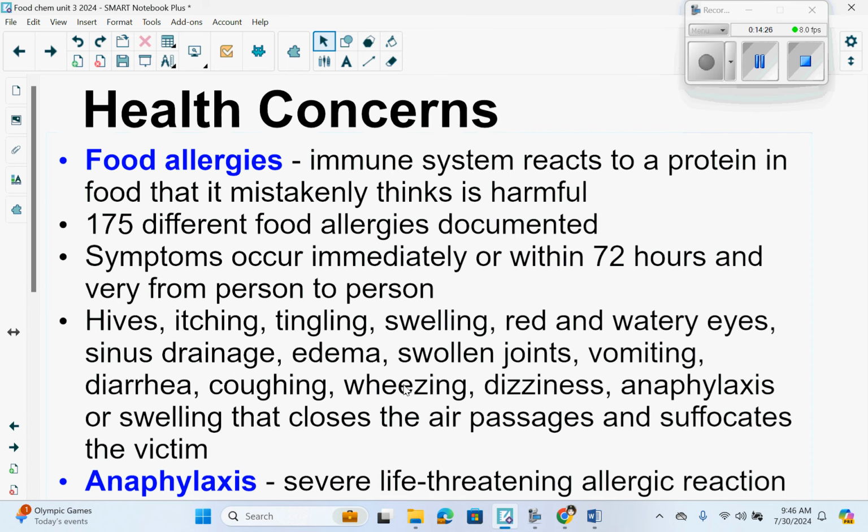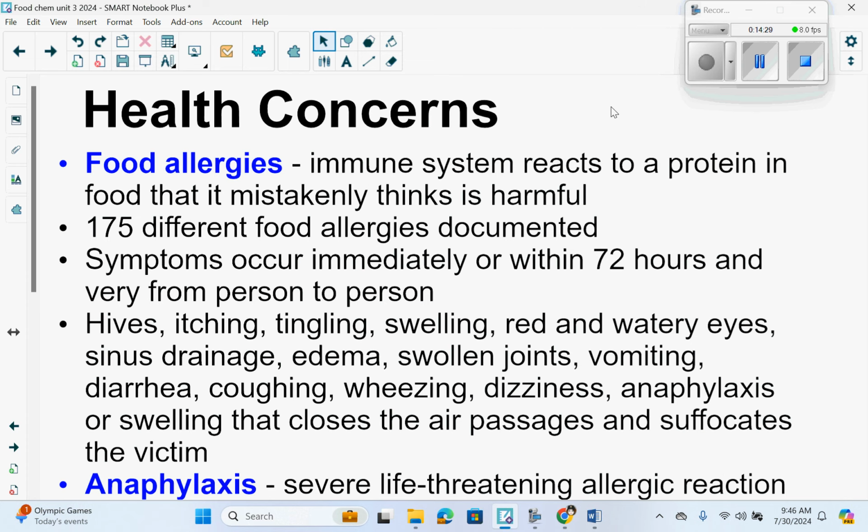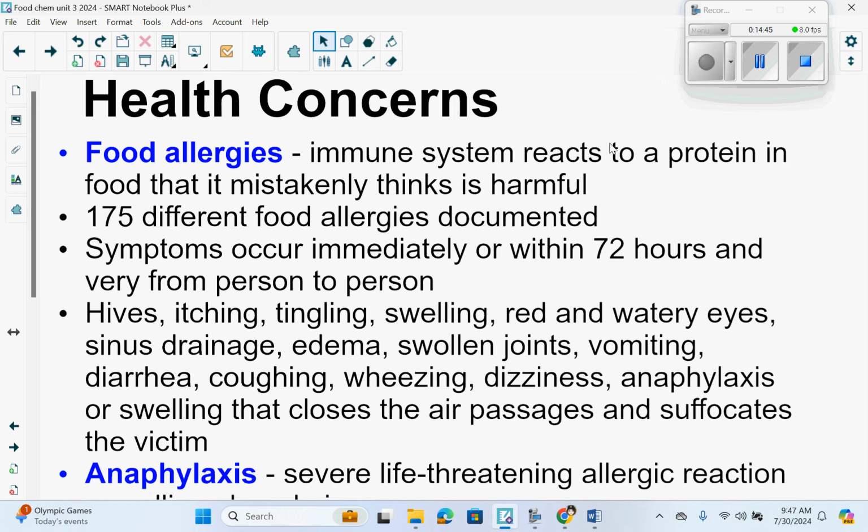Health concerns. Food allergies. The immune system reacts to a protein in food that it mistakenly thinks is harmful. There's roughly 175 different food allergies that have been documented. Symptoms occur immediately or within 72 hours and vary from person to person. Symptoms include hives, itching, tingling, swelling, red and watery eyes, sinus drainage, edema, swollen joints, vomiting, diarrhea, coughing, wheezing, dizziness, anaphylaxis, or swelling that closes the air passages and suffocates the victim.